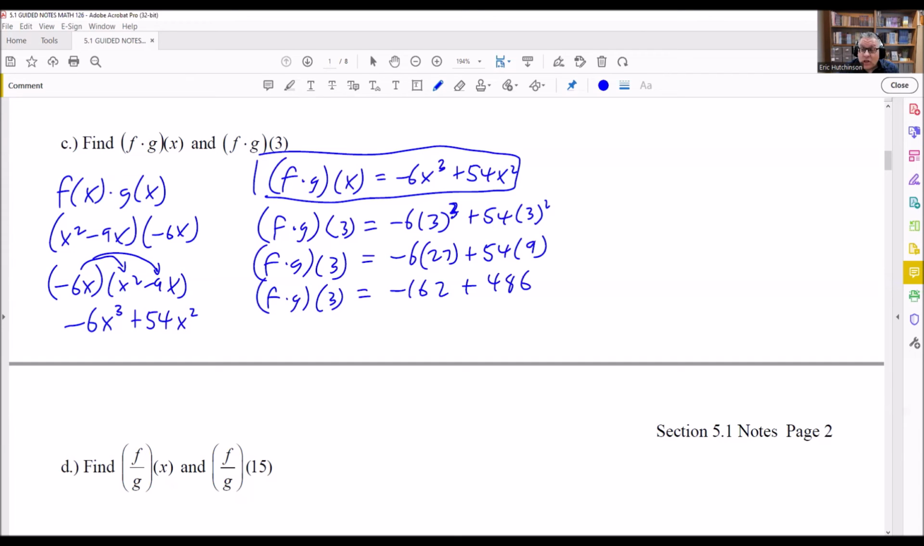And now we just want to combine those together. So essentially I'm taking 486 and subtracting 162. And doing so, we get the answer of 324. Okay, so f times g of 3 is equal to 324. And that is going to be the other solution we have for part C.